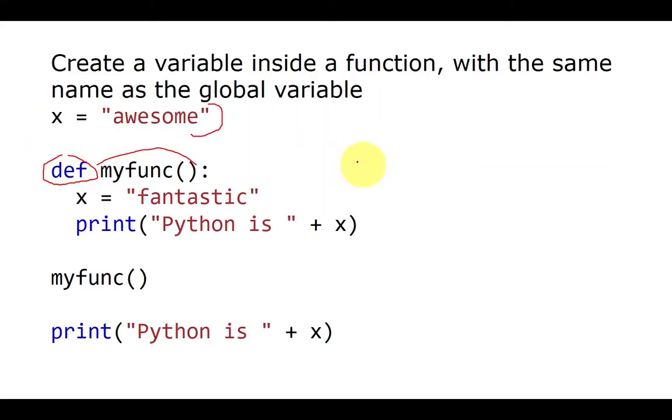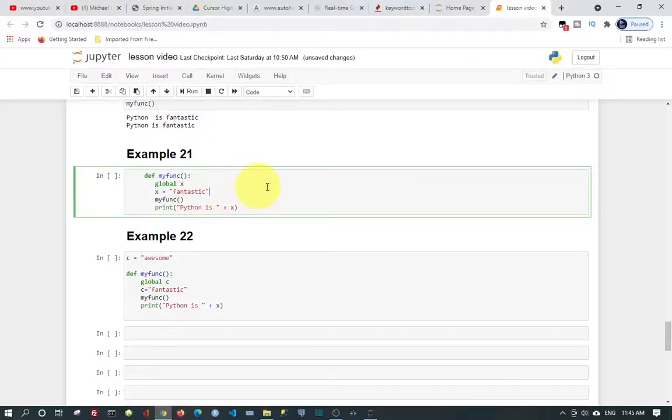So if we go back to our example right here, we can see this variable right here is a local variable which can only be used inside this function, and this is a global variable which can be used outside. Okay, so right here we have our keyword global with the variable x, and the value is fantastic. So I'm going to run it right now. I'm not going to get an error.